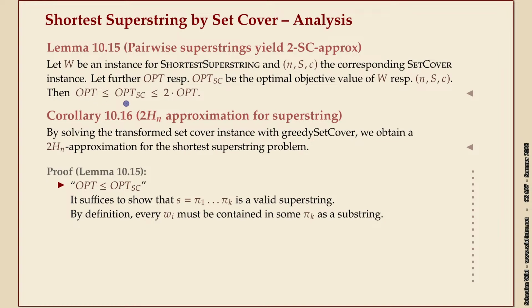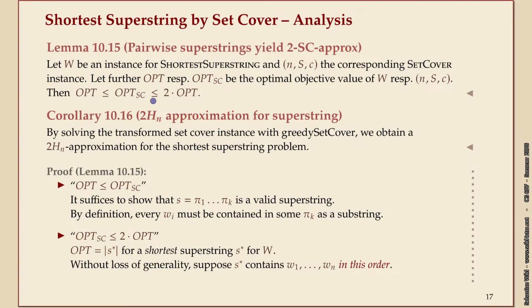The first inequality is actually easy to see, because if you take any set cover solution, and you arrange it, if you build the concatenation of all those pi, that is a valid superstring. And so the best superstring can only be shorter, because this is a specific one. And we've chosen the set cover instance so that within each of these pi's, in total, I have to have every word covered. So that's all that's needed for this left inequality. The interesting part is the second inequality.